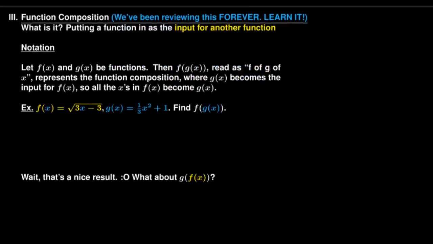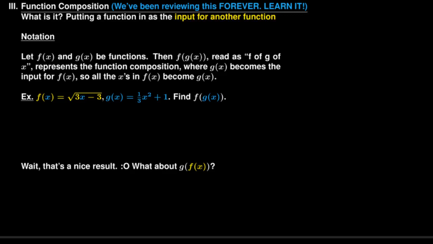And let's talk about function composition. Again, this is something we've been reviewing for quite a while now. So, what is it? It's just putting a function into another. So, if we had these two functions, notice that I color-coded this. Some of the stuff is blue, right? Because what we're doing is we're going to find f of g of x. In other words, we're going to put g inside of f. What does that mean? That means this will replace all of the x's in that function.